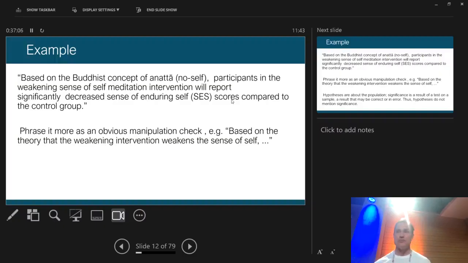It doesn't matter if we predict it or not. I might think, that was a damn good intervention, I'm sure it'll work. I might think, I'm sure it won't work. But it doesn't matter, does it? Who cares? What matters is whether the manipulation does what it says it does, and that's what's scientifically at stake.